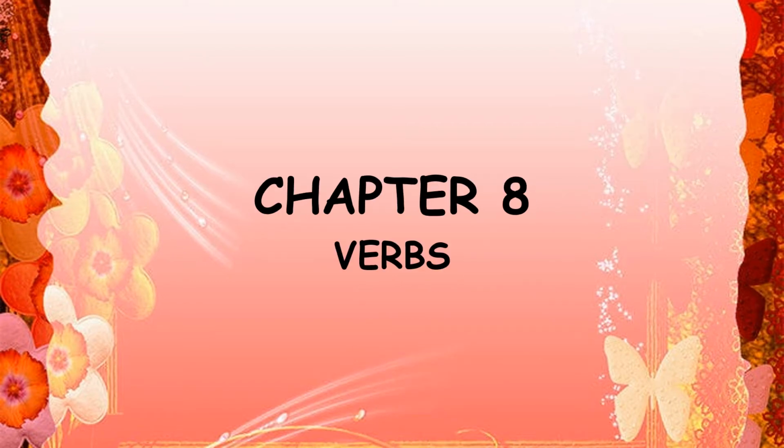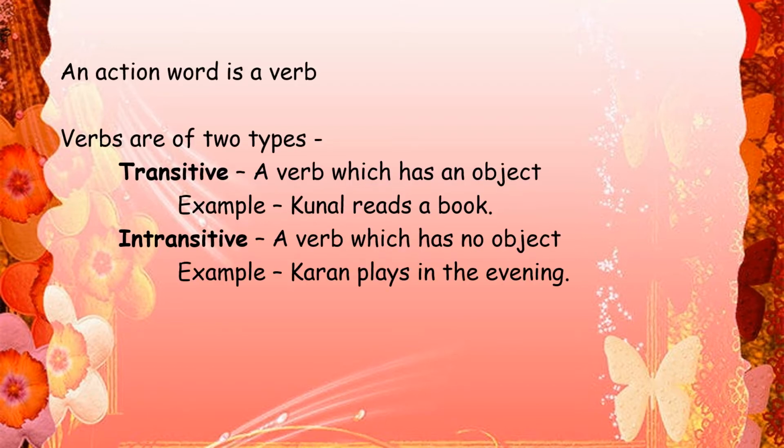Today we are going to look at chapter number 8, Verbs. To begin with, what is a verb? A verb is an action word. So something what you do is called a verb. Verbs are of two types, transitive and intransitive. Now let us see what is transitive and what is intransitive.